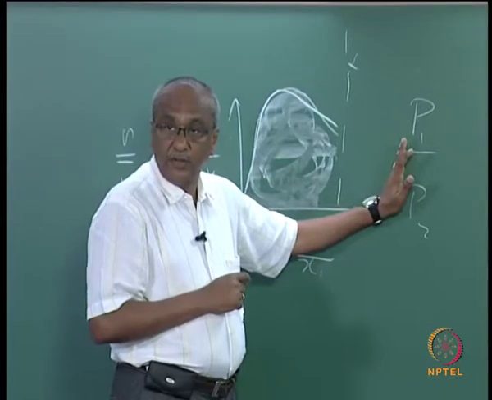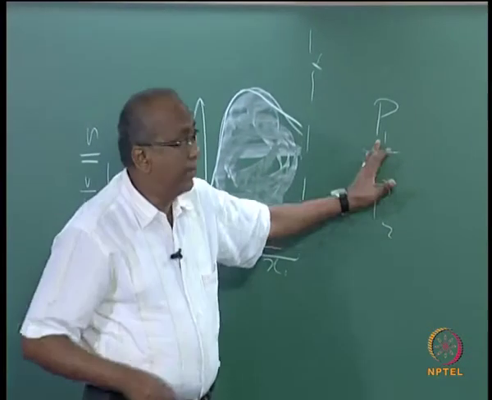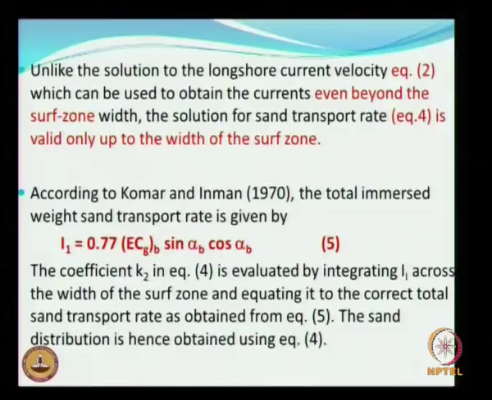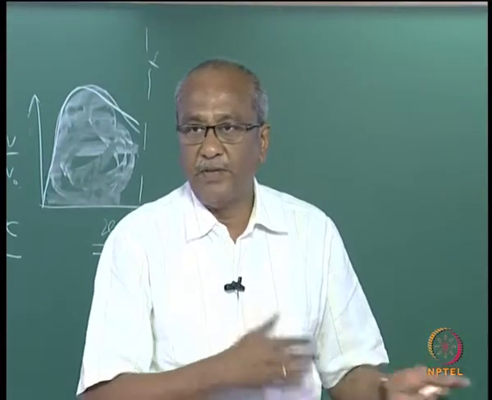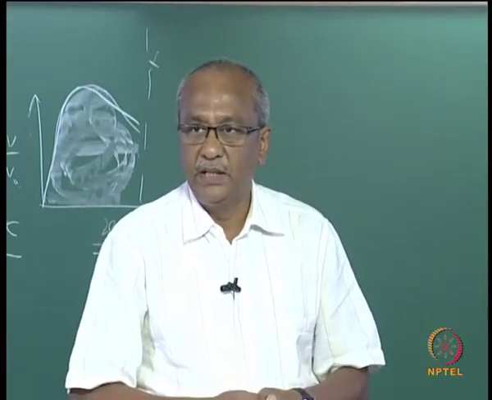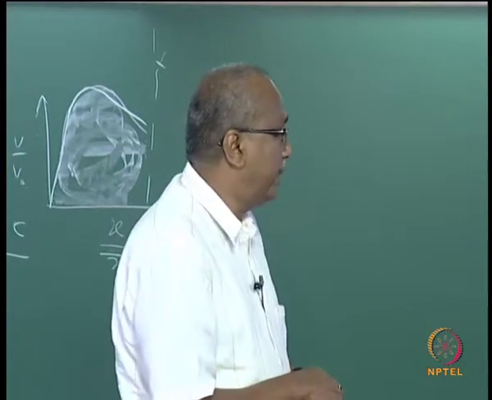I said that this equation can go beyond the breaker zone, but although the current velocity is there, equation 4 is valid only within the width of the surf zone, you understood, because this is where the dominance of the sand takes place, and that is why you are trying to equate the power and the sand in order to get the total quantity by integrating.